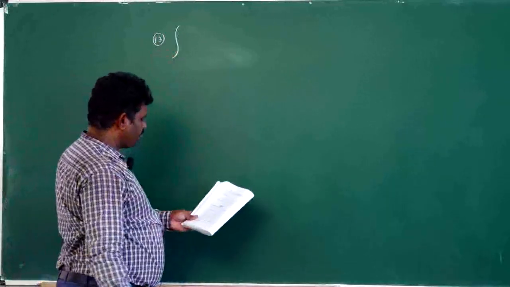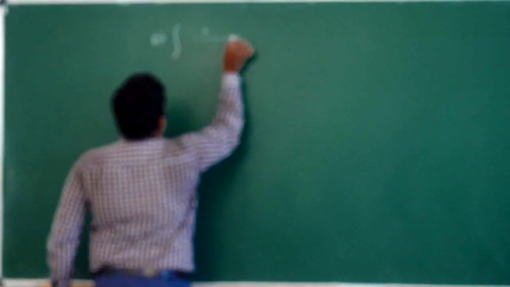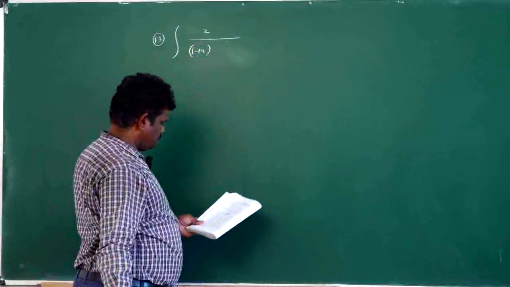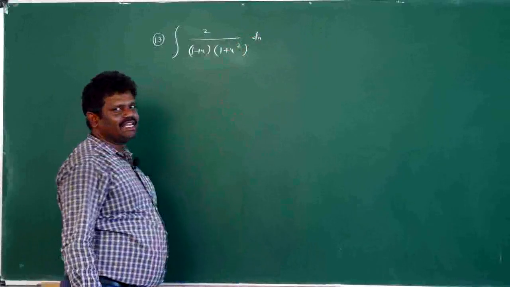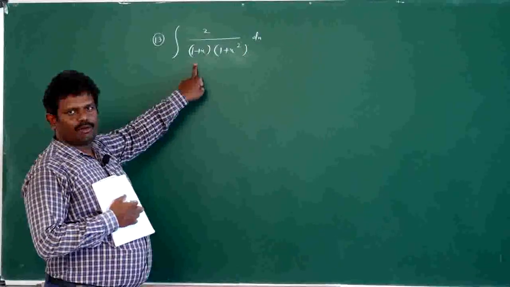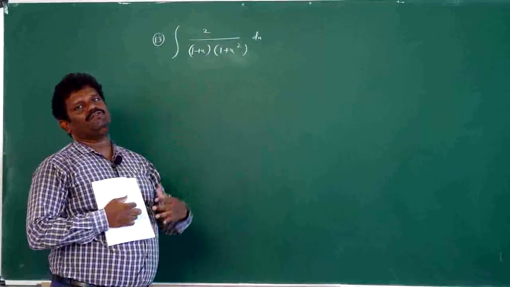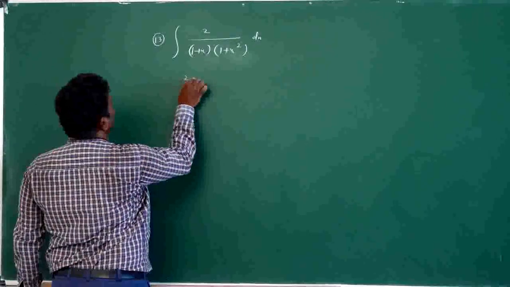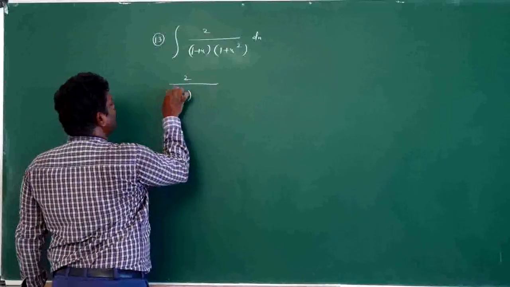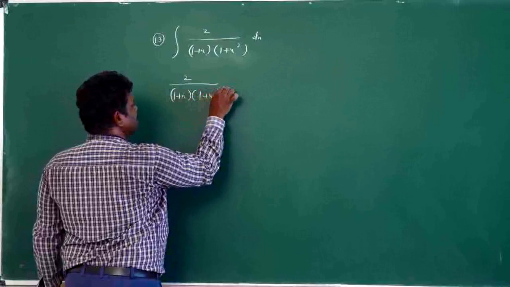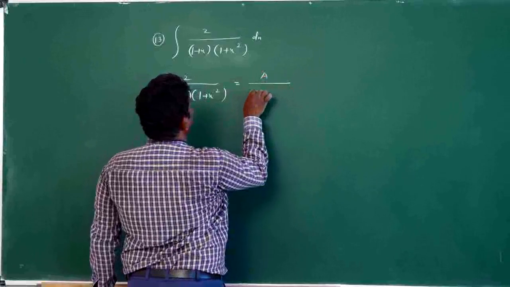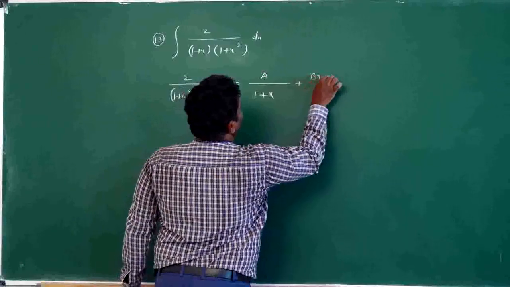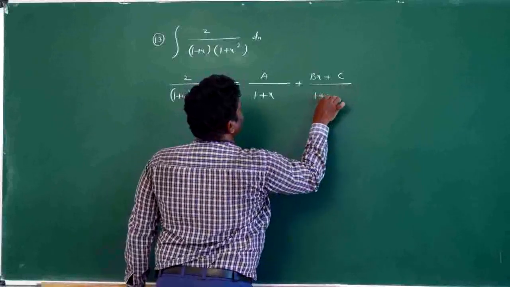Right, question number 13. Here, what is given? The integral of 2/((1 + x)(1 + x²)) dx. We already explained this type of model also. This is a non-repeated linear factor, and this is an irreducible factor. Then how to write this? 2/((1 + x)(1 + x²)) is equal to, writing the partial fractions, A/(1 + x) plus (Bx + C)/(1 + x²).